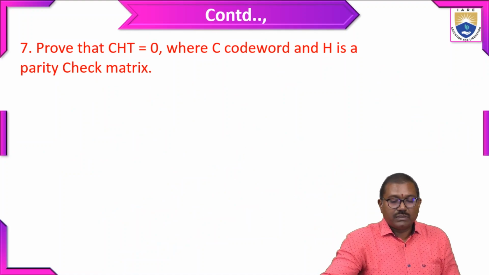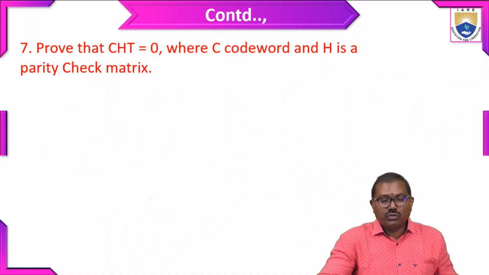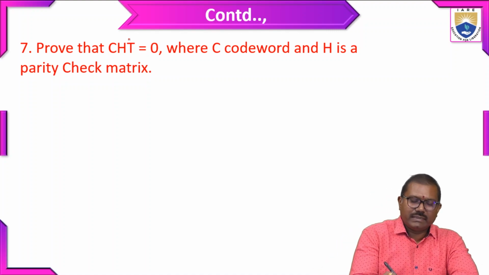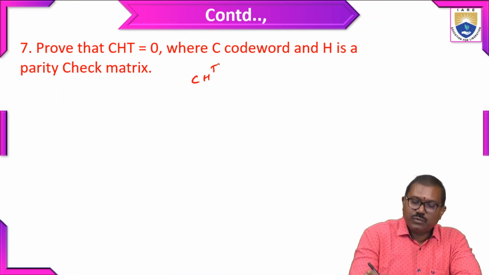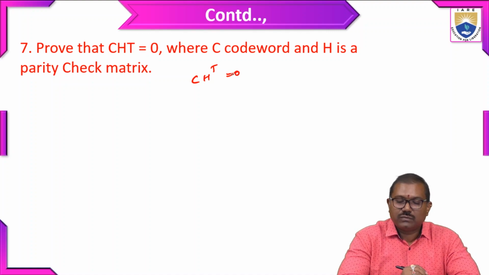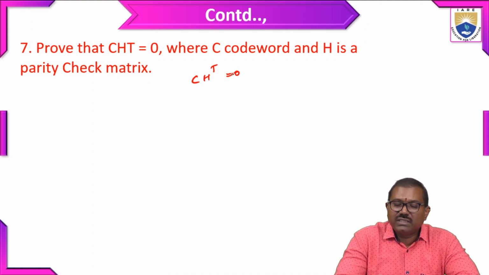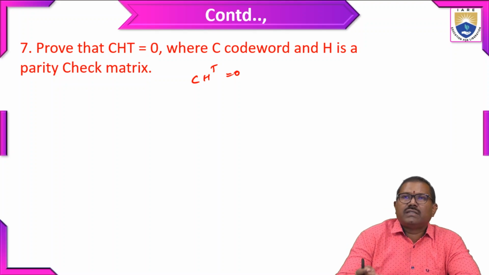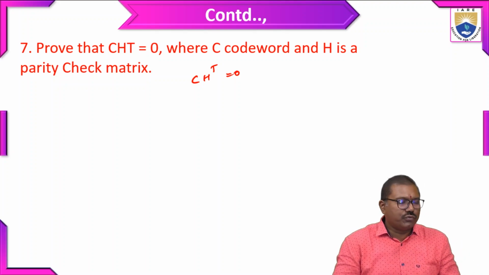So seventh one is prove that C into H power T is equal to 0. What is C here? C is the code word and H is the parity check matrix. So when you multiply the code word with the transpose of the parity check matrix, it results in 0. You have to prove that one.